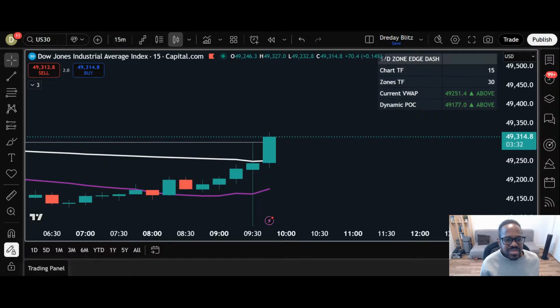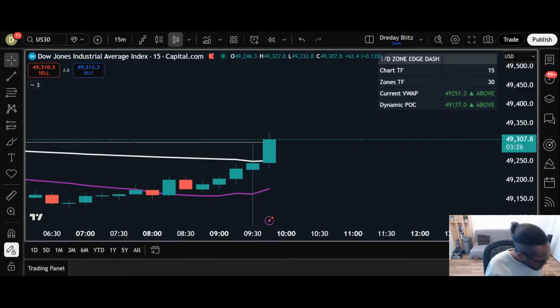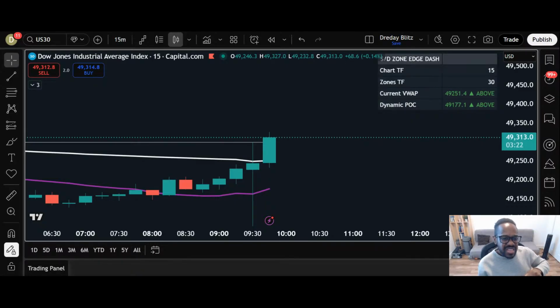All right, so let me go back here. So we have to wait it out here. So we have 4 minutes here before the next candle, the next 4-hour candle.